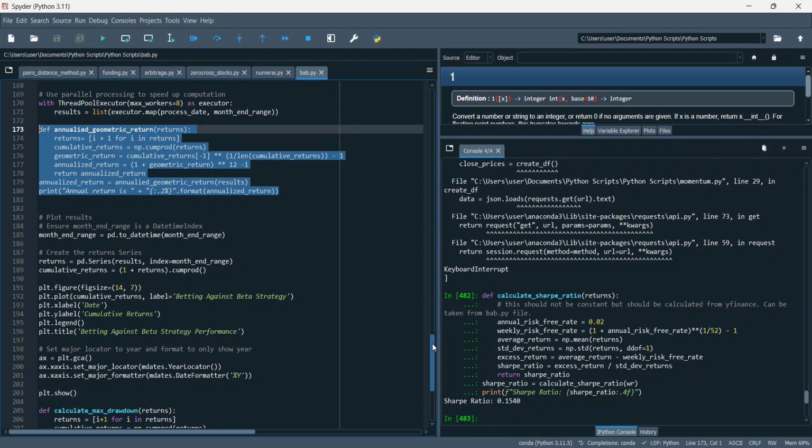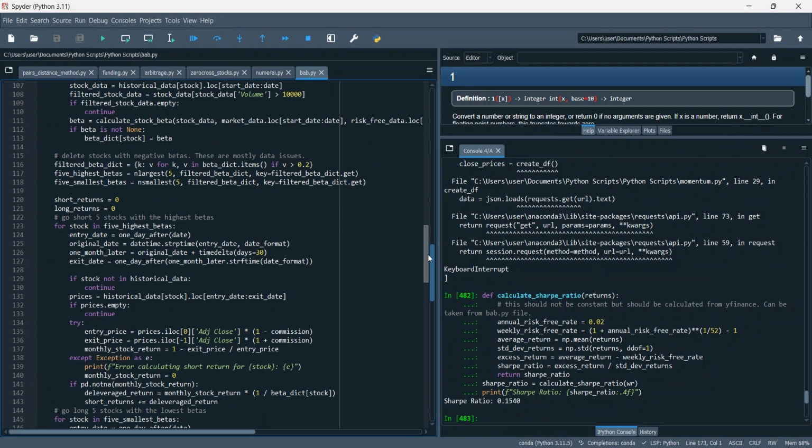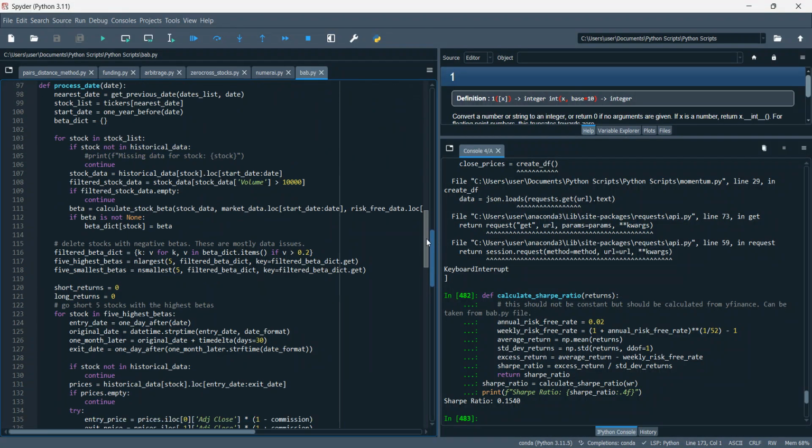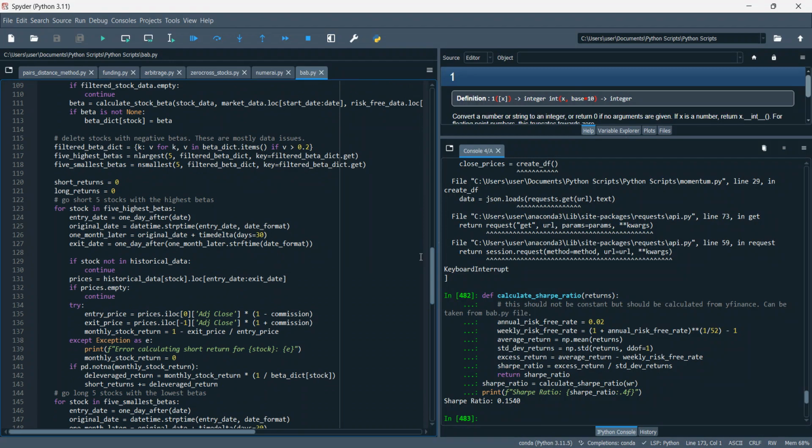And by the way, let's talk about the strategy. How do we select our stocks? So first, we look at the previous one year of data. For example, let's say we are on the 1st of January 2005. So we look at the historical data which starts from 2004 and ends on 31st December 2004. So that's exactly one year of data.